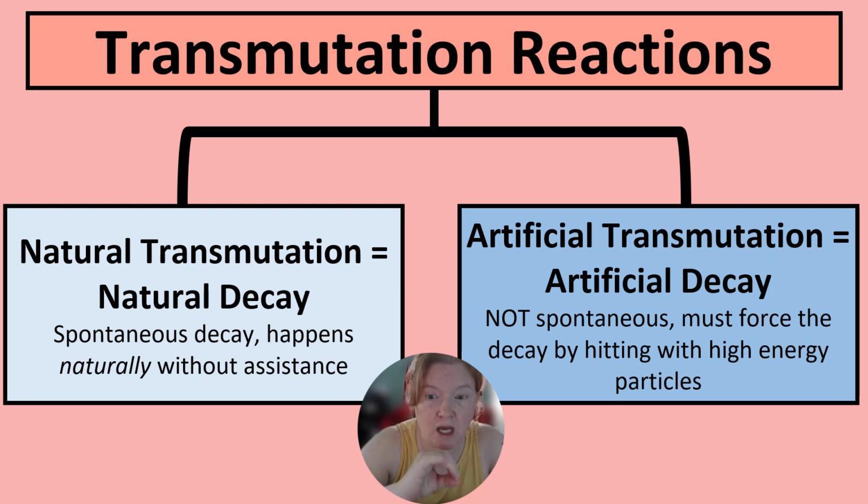Now, there are two types of transmutations. We have natural and artificial, and they can be called either natural transmutation or natural decay, and artificial transmutation or artificial decay. So for natural, it just happens. I don't have to do anything. But if it's artificial, I have to force it. And how do I force it? I punch it. Well, I don't really punch it, but I could force somebody to fight by punching them. But in an artificial transmutation, you hit it with a particle, and that causes the nucleus to decay.